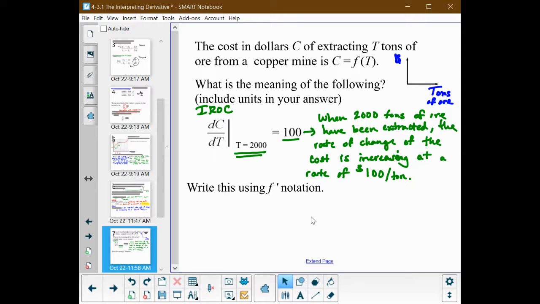Now again, your wording, if you wrote this before me, doesn't have to be the exact same. We want to make sure we're specifically saying that it's at 2,000 tons of ore, or when that's happened, the rate of change is $100 per ton. And writing this in f prime notation, our dependent variable is C, so C prime of 2,000 equals 100.